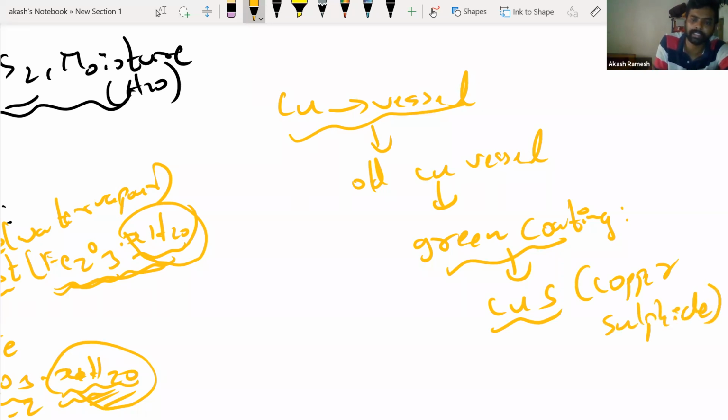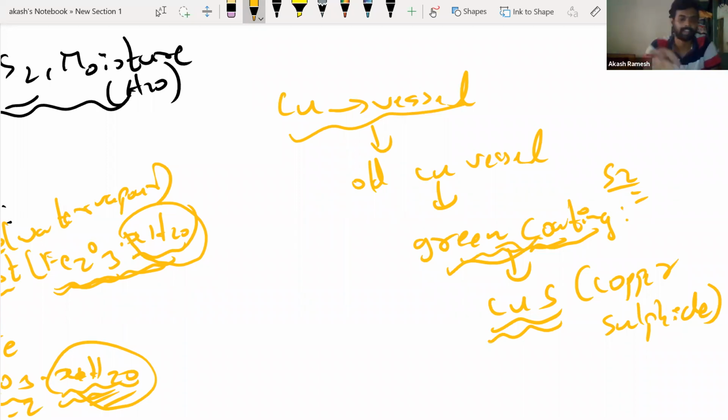In this case, the gas from the atmosphere which is undergoing the reaction is not oxygen, but sulfur. That's the only difference. But again, this is very similar. I have the metal surface exposed to the atmosphere, gases react, and I form a coating. In this case, it is a green coating, and what is it made up of? Copper sulfide, CuS.